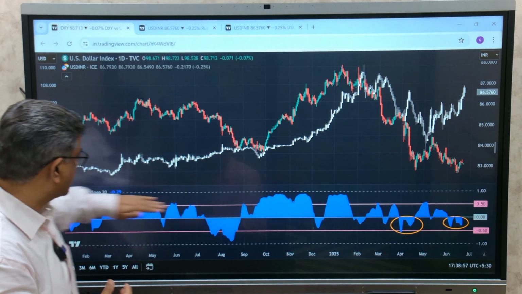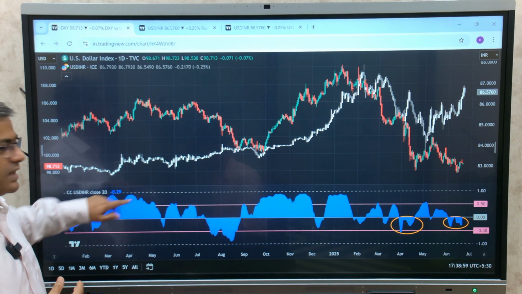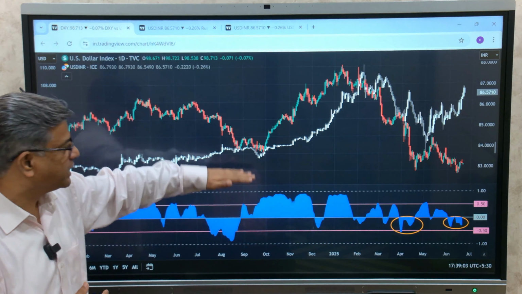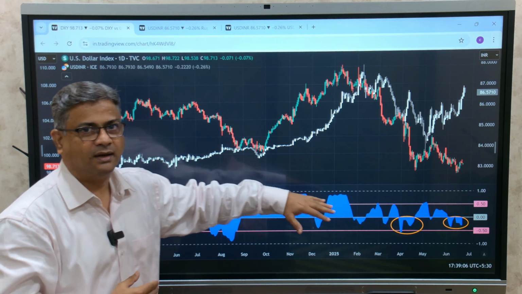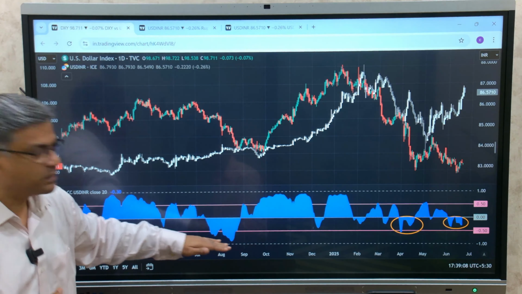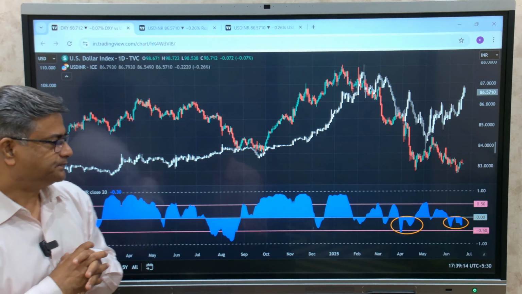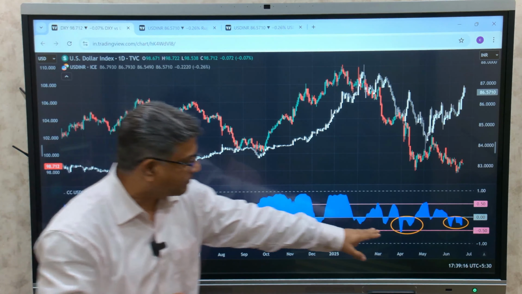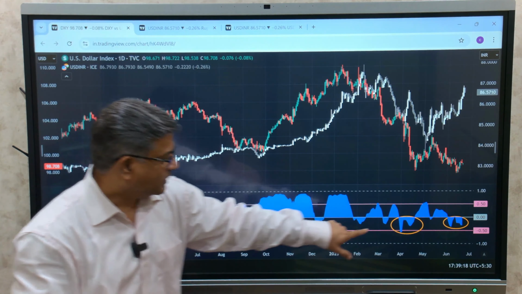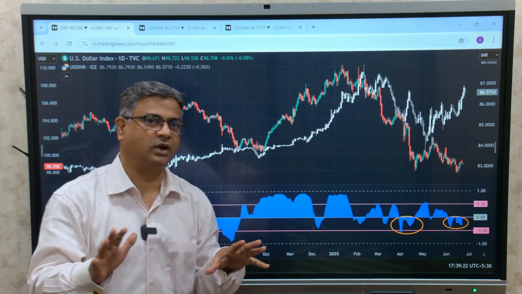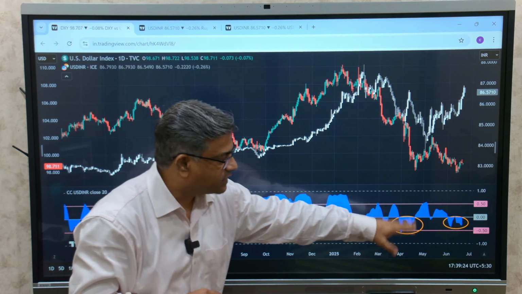So historically, this correlation has been very high. You see these blue areas. The blue areas are far stronger than the areas below. The positive correlation is higher and negative correlation is only in some select pockets. But look at what has happened in the last 3 months. Look at these circled regions. The correlation has broken down and it is showing negative correlation.